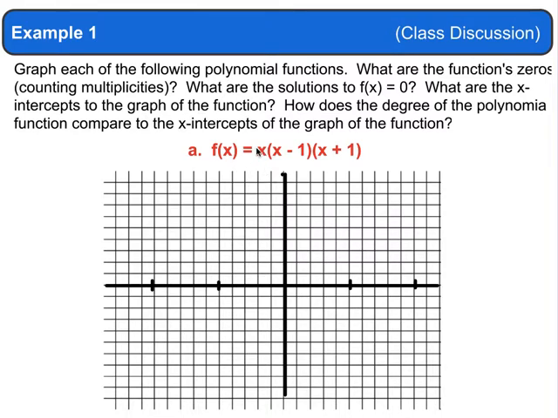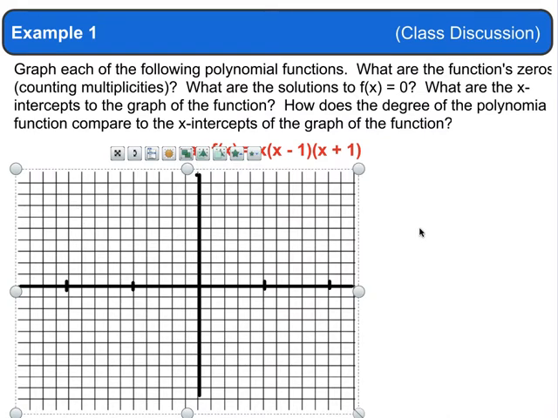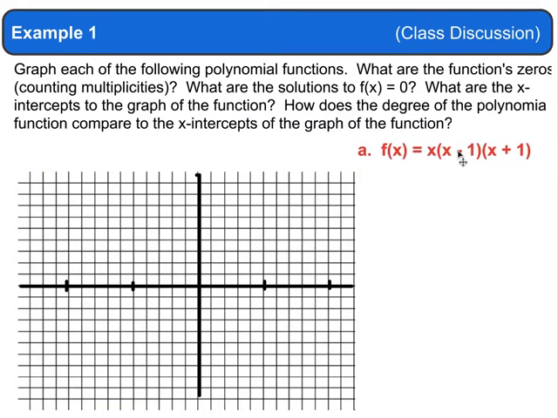So we look at what we have in example 1. It says graph each of the following polynomial functions. What are the function's zeros, counting multiplicities? What are the solutions to f of x equals 0? And what are the x-intercepts of the graph of the function? How does the degree of the polynomial function compare to the x-intercepts of the graph of the given function? So we are going to look at all that.